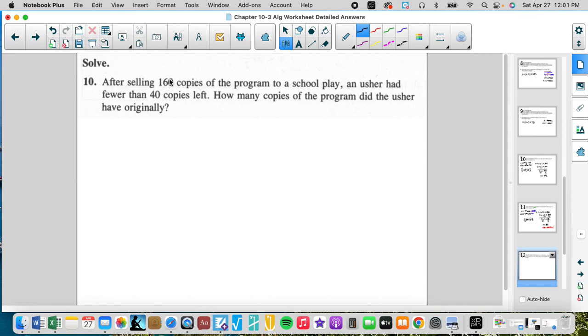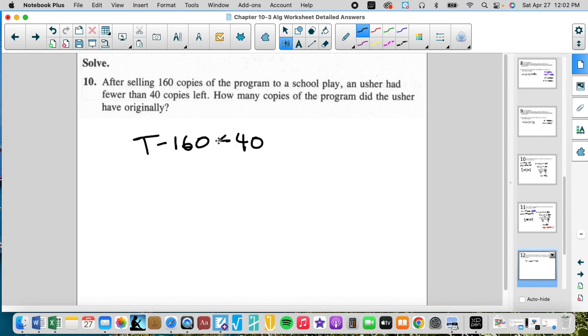After selling 160 copies of the program to a school play, an usher had fewer than 40 copies left. How many copies of the program did the usher have originally? So you have T is going to be the total number of copies, and you sold 160. So T minus 160 would be how much I'm left with, and I would have fewer than 40 copies left. So that needs to be fewer than 40, not equal to, it has to be fewer.